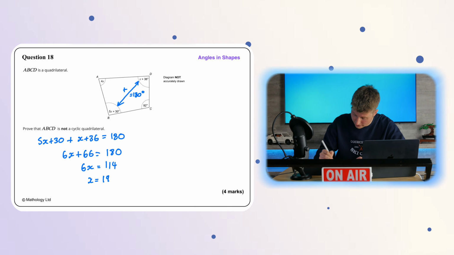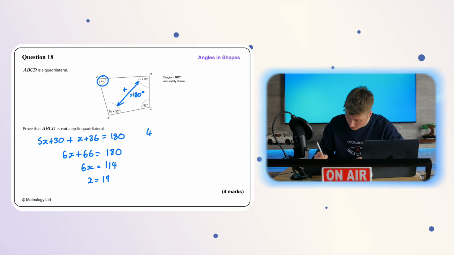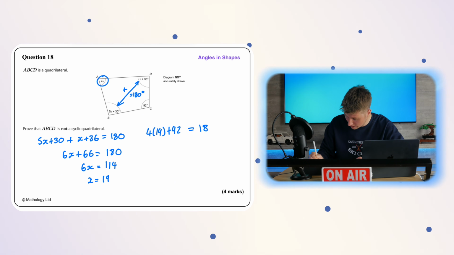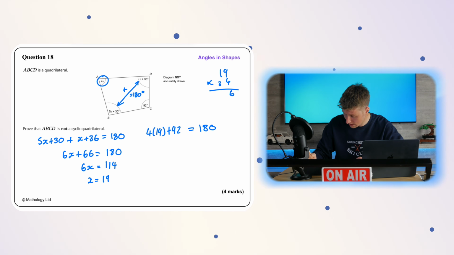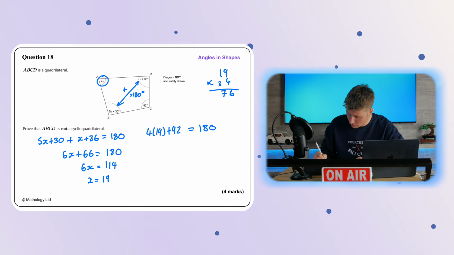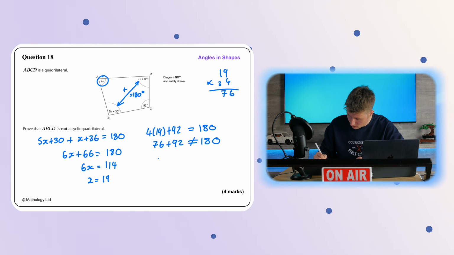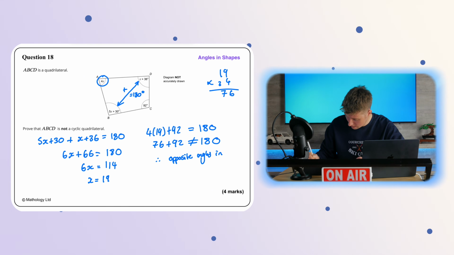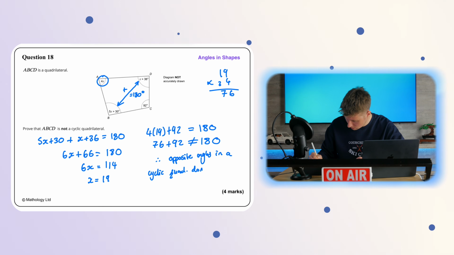So if we substitute this back into this section here, which is 4x, that means 4 times 19 plus 92, this should equal 180. Well, 4 times 19, if we do that, 9 times 4 is 36, 4 times 1 is 4, add 3 is 7, so this becomes 76 plus 92, and this does not equal 180. So therefore, opposite angles in a cyclic quadrilateral don't sum to 180 degrees.